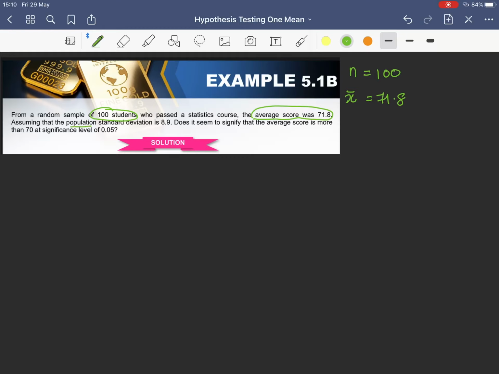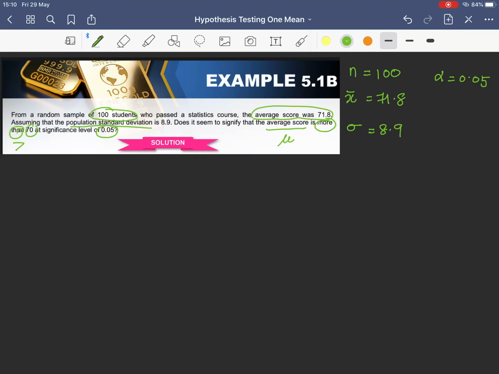Assuming that the population standard deviation, the symbol is sigma, equals to 8.9. Does it seem to signify that the average score mu is more than 70 at alpha 0.05? So alpha 0.05. The question asks for, is it mu more than 70?